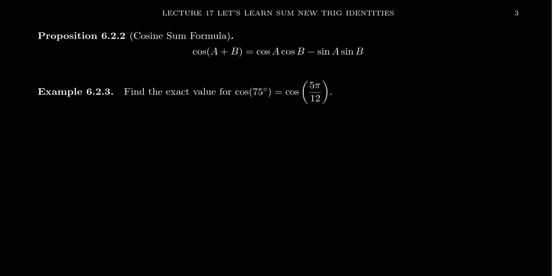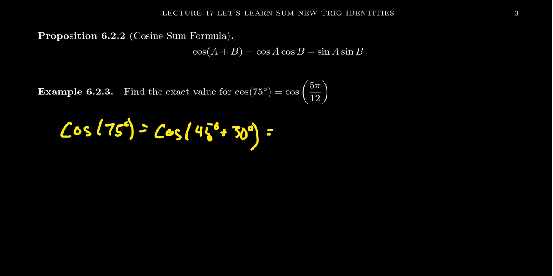So let's use that to compute something like cosine of 75 degrees, or in radians, that'd be equivalent to cosine of 5 pi over 12. How could we do that? Well, notice that cosine of 75 degrees, we could break this up as cosine of 45 degrees plus 30 degrees, like so. Notice 75 is 45 plus 30. And these are special angles we know.